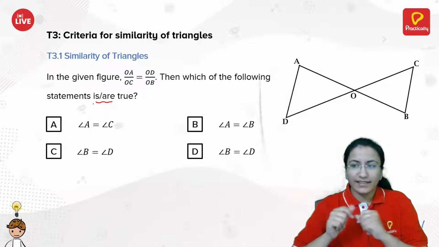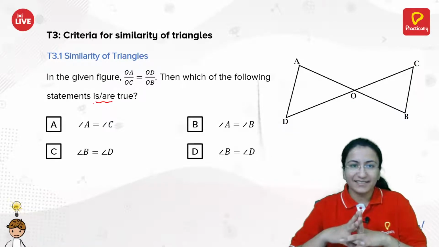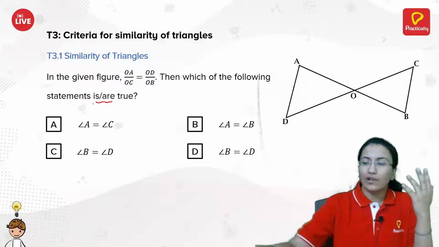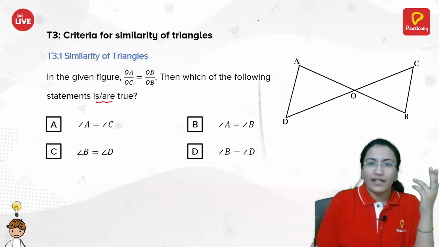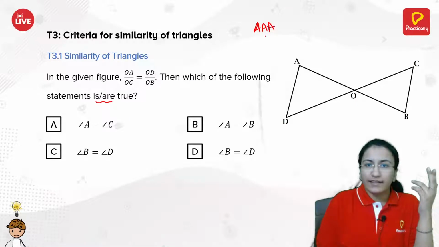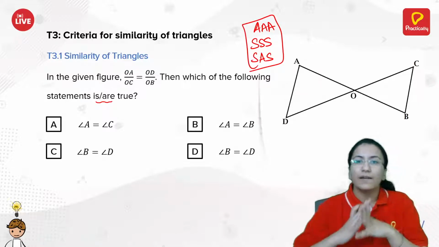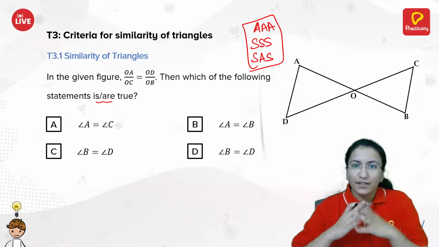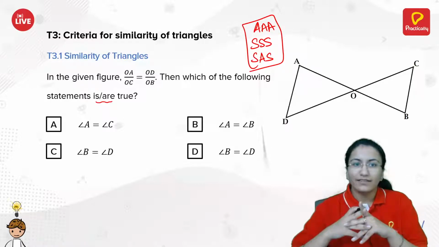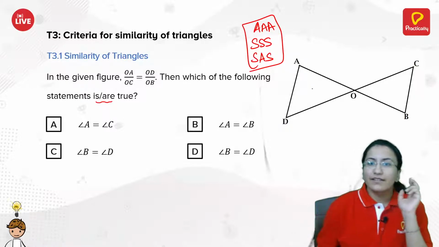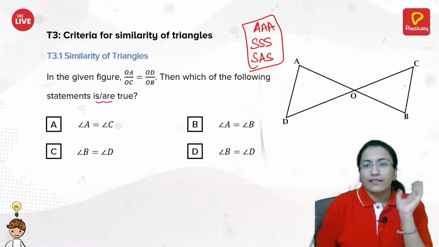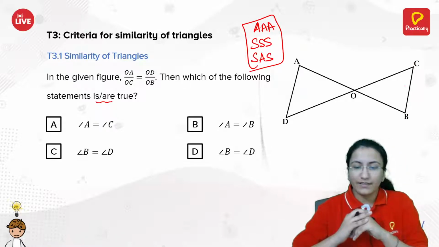Try it quickly and let me know what the answer will be. You have just learnt all the criterions by now. First criterion was angle, angle, angle. Next was side, side, side. Next was side, angle, side. Right? So you have these three criterions. Use whatever is possible over here for you and check whether the triangles AOD and COB have something similar.